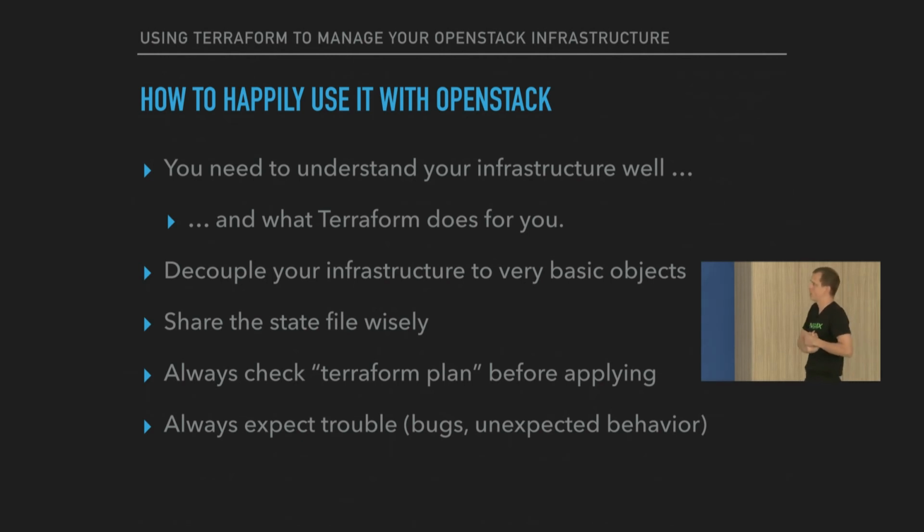What I already spoke about: decouple your infrastructure to very basic objects. If you can decouple some components, do it, like I told you we do with VMs and with ports. Share the state file wisely. There are plenty of different backends implemented in Terraform already. Some of them support locking, some of them don't. And there is a project on GitHub that makes a wrapper around Terraform that deals with the locks in some different way, managed outside of Terraform.